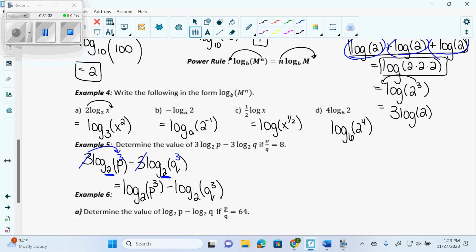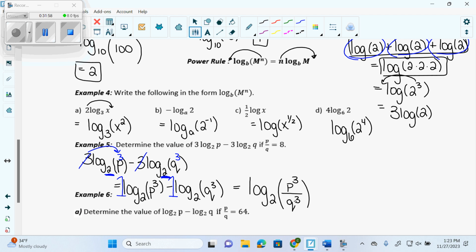It's an exponent. Can I now put them together? Do they have the same base? Do they have plus or minus 1s in front? Yes. So now I can put them together. So I'm going to get log base 2, and in the numerator, I'm going to get p cubed, because it's positive 1 in front. And in the denominator, I'm going to get q cubed, because there's a negative 1 in front.